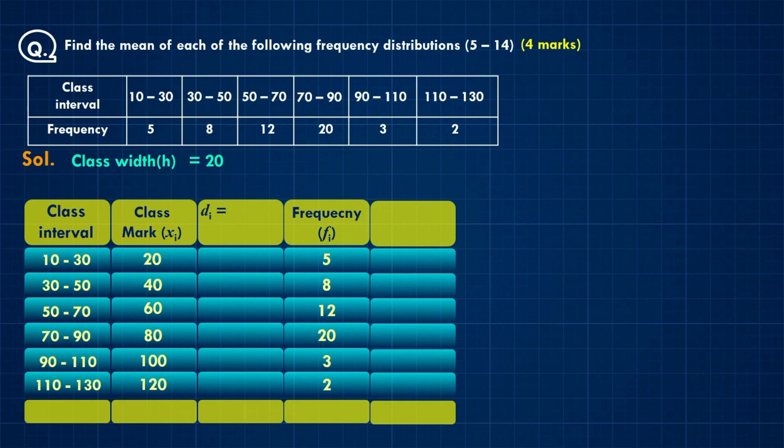Now we are going to find the di, that is xi minus a. So first we need to choose the a value over here. So let's take 60 as the a. So that is xi minus 60. Okay, that is the assumed mean. Now let's calculate the di values.